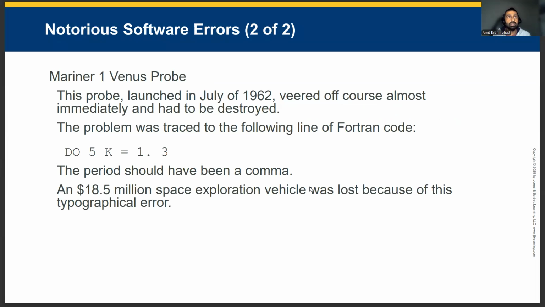Another example is the Mariner 1 Venus probe. We know the infamous failure of NASA's Mariner 1 Venus probe, launched in July of 1962. Shortly after takeoff, the spacecraft veered off course and had to be destroyed to prevent potential danger. The root cause was eventually traced to a tiny typographical error in a Fortran program. A period was mistakenly typed instead of a comma in a guidance equation.